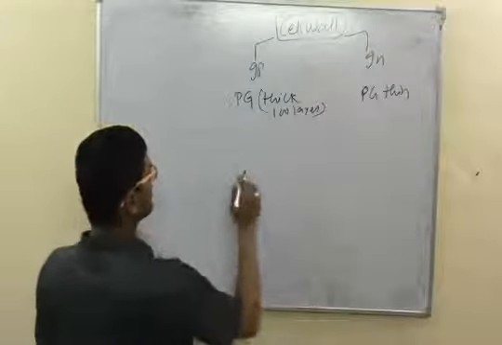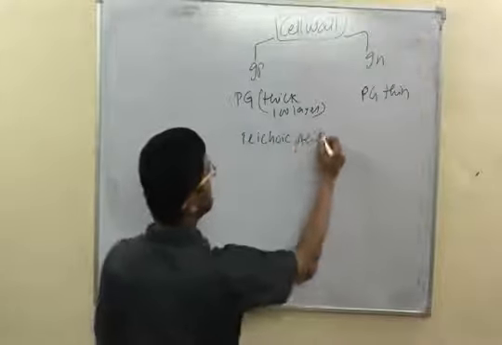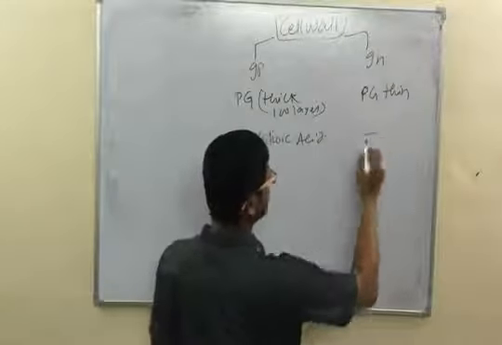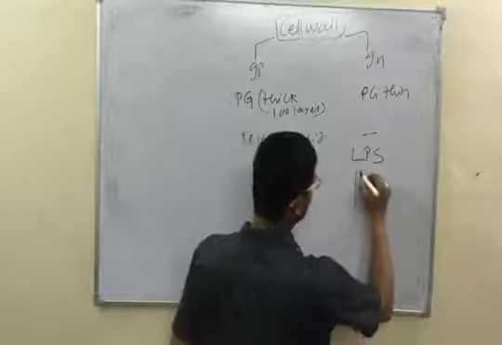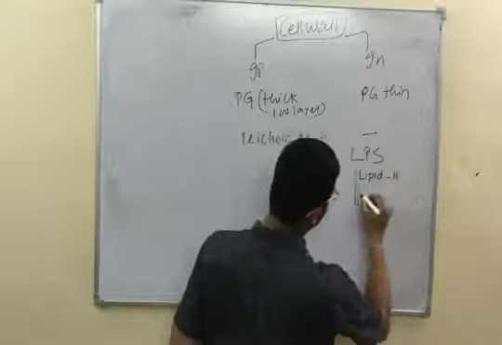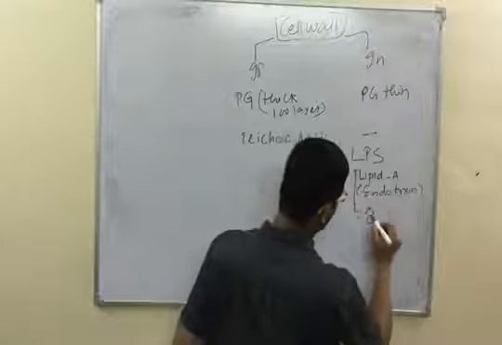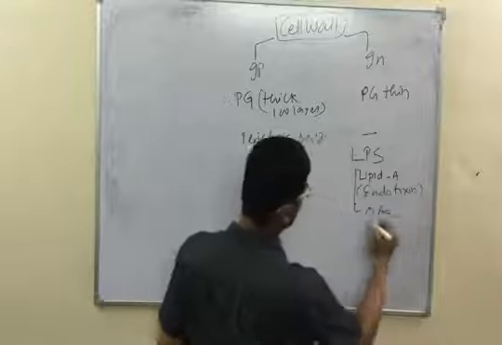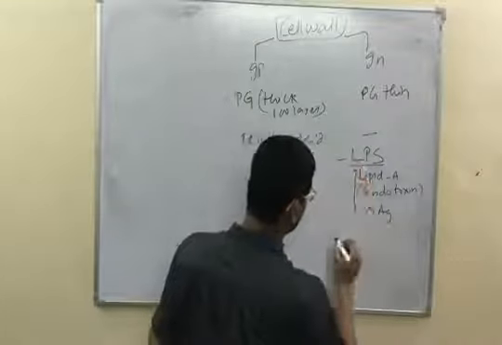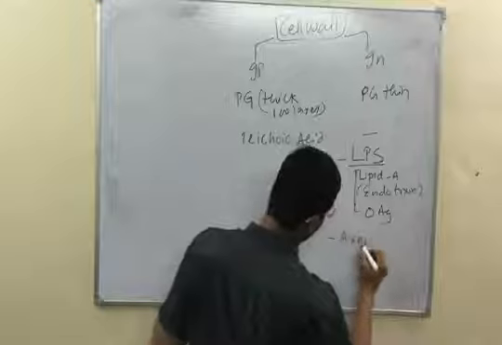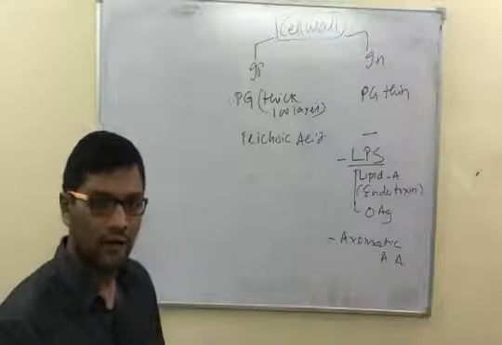Other differences: teichoic acid is a part of the gram-positive cell wall, whereas in the gram-negative cell wall teichoic acid is absent. In its place it has a lipopolysaccharide layer, which has components like lipid A, also called bacterial endotoxin, and the O antigen or the somatic antigen. So these are the components of lipopolysaccharide. Apart from that, it also has various aromatic amino acids. Aromatic amino acids are absent in gram-positive. They are present only in gram-negative.